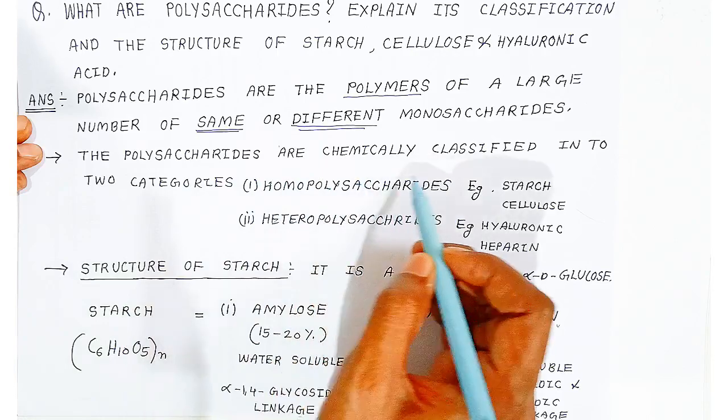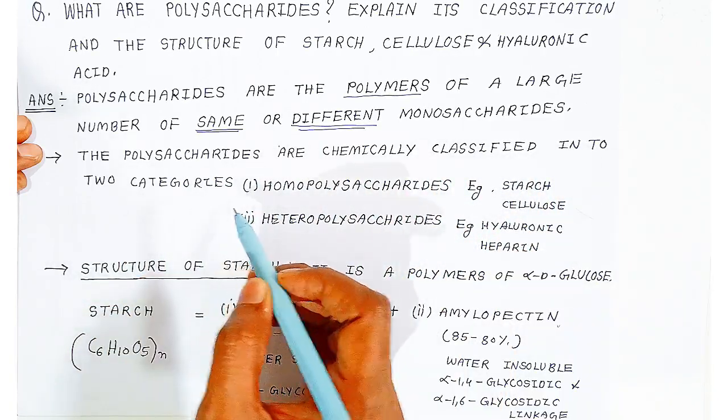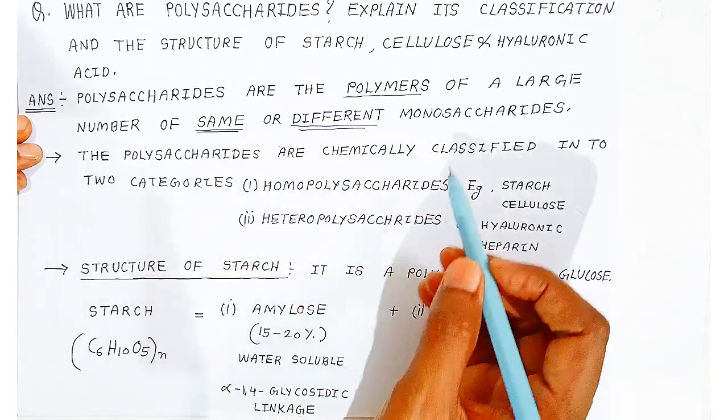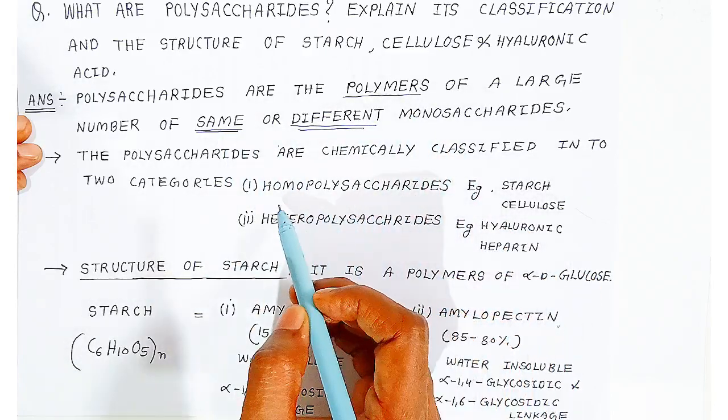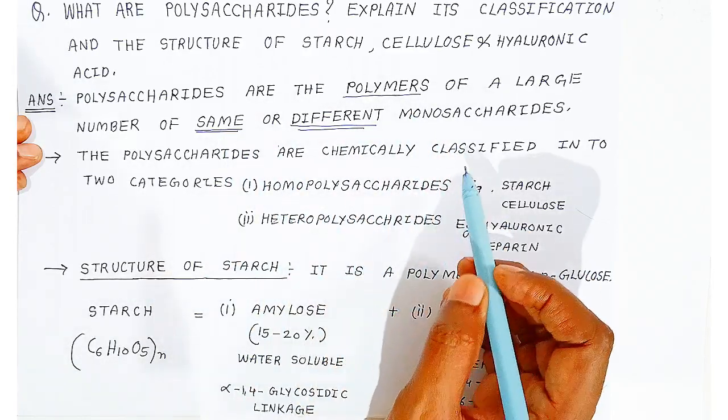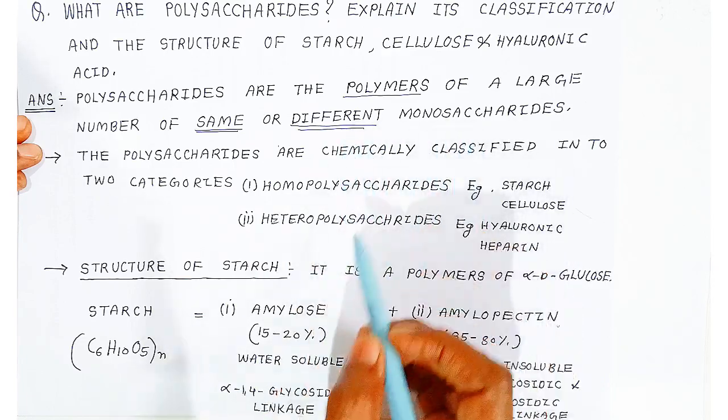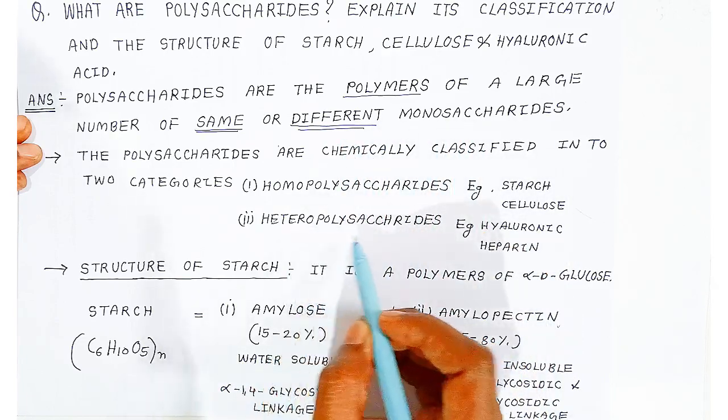The polysaccharides are chemically classified into two categories. Homopolysaccharide, that means the monosaccharides are what? Same monosaccharides. When so many same monosaccharides join, they form homopolysaccharides. What is heteropolysaccharide? When different monosaccharides join, they will form heteropolysaccharides.